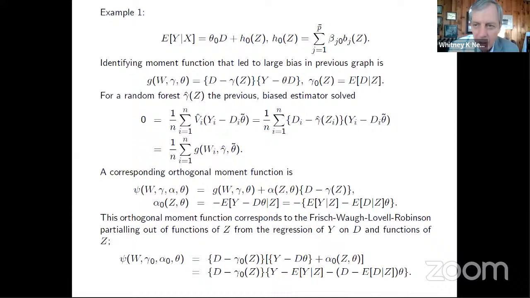Well, it turns out there's something you can add to it that gets rid of the bias, that to first order makes the expected value of the new moment function not depend on gamma. And we're going to denote this as alpha. So this is the new thing we're adding. Here are the identifying moments we started with, right here. We're going to add to it a function of the covariates times the residual from regressing the variable of interest on the covariates. So that's the thing we're going to add. This debiases.